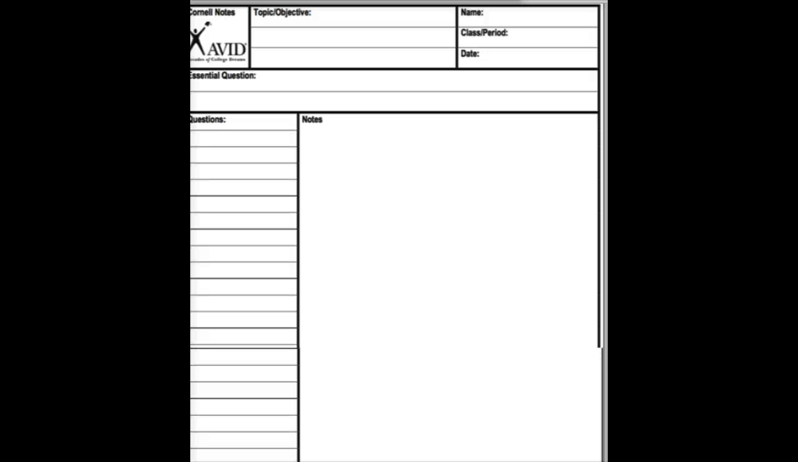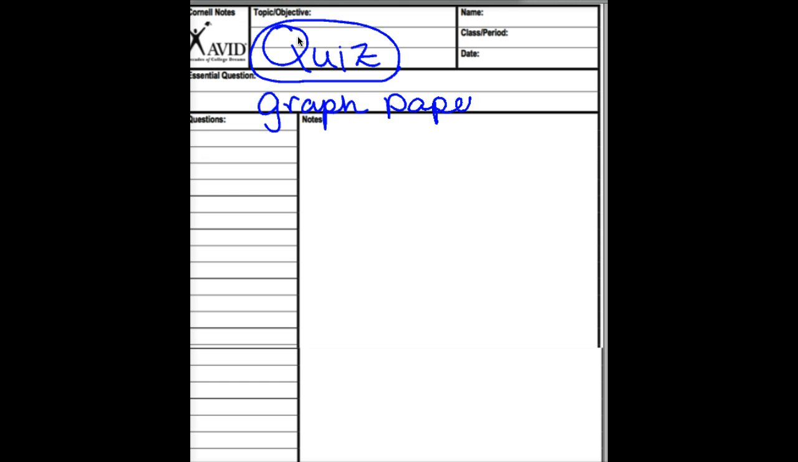Alright, you're ready to take a little quiz here on parabolas. What I need you to do is go up to the front table and grab one thing: a sheet of graph paper. That's what I'd like you to take this quiz on. So before you do anything else, pause this, go to the front table and grab some graph paper.